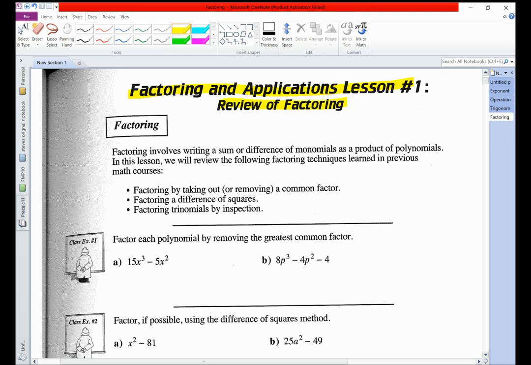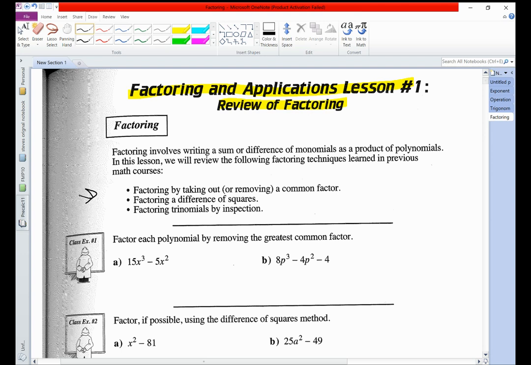So with factoring, we learned a few different techniques in grade 10, and the summary of the steps is written right here. The first step you want to try is factoring by taking out or removing a common factor. Then we learned how to factor a difference of perfect squares, or a difference of squares. And finally, in grade 10, we looked at factoring trinomials by inspection. And I'm going to cover all of those in this lesson.